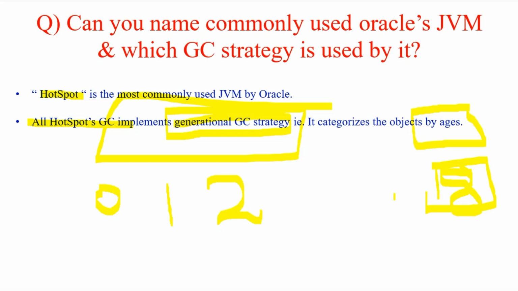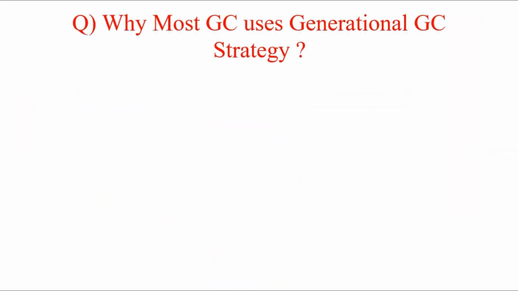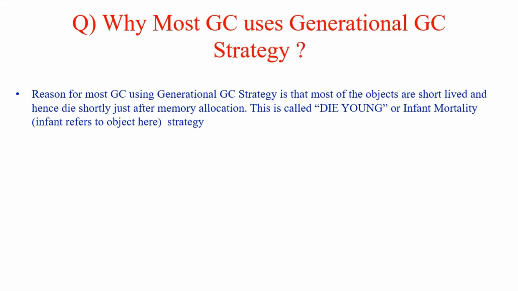But understand this first: the most commonly used JVM by Oracle is HotSpot, and HotSpot uses the generational garbage collection strategy. And what is the generational garbage collection strategy? It is nothing but a strategy that uses ages.